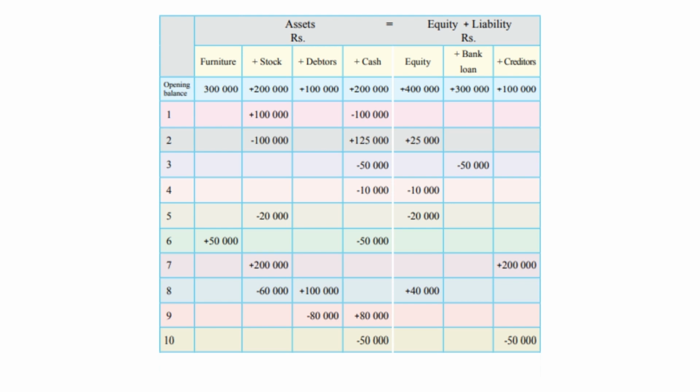So we have now done with the recording of transactions, now we have to balance them. So the closing balance of furniture is 350,000, stocks 320,000, debtors 120,000, cash 145,000. And then equity 435,000, bank loan 250,000, and creditors 250,000.